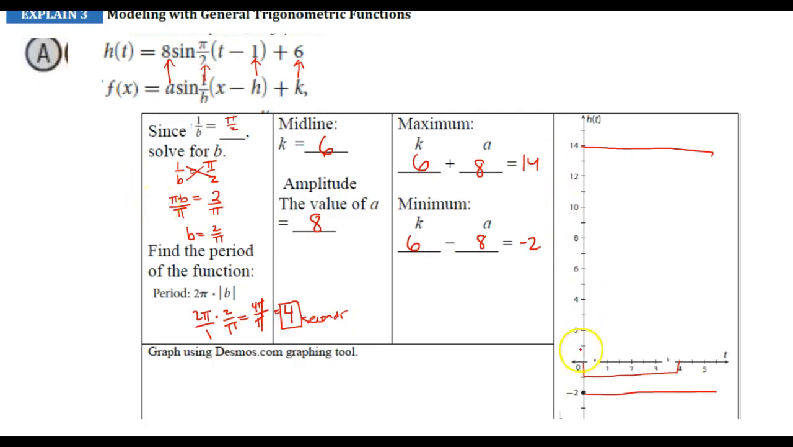So that would be (0, 2), (2, 14), and then again at (4, -2). So that is our graph. I'm going to try my best to sketch it as best as possible. And now we're going to interpret what this graph means, okay?